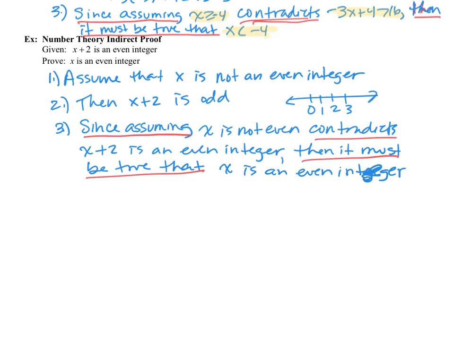Let's just review what happened. What did we assume? We assumed the negation of the proof statement. We assumed that x was not an even integer. If x is not an even integer, then that immediately leads to a contradiction. x plus 2 would have to be odd. We showed that with the number line. Since assuming that x is not even contradicts the given that x plus 2 must be even, we finish it off by saying that it must be true that x is an even integer. Again, you'll just follow the same template in every one of these indirect proofs.